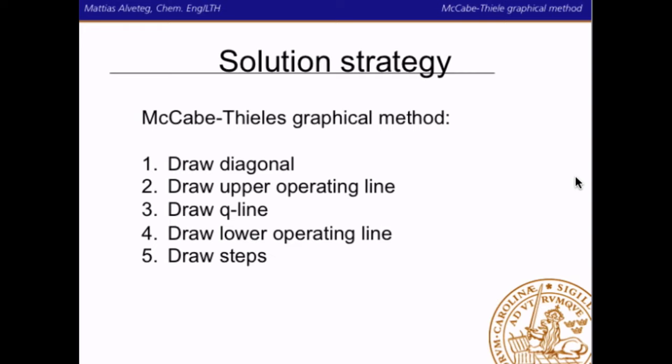The solution strategy for McCabe-Thiele's graphical method is to first draw the diagonal, if that's not already drawn. Then we draw the upper operating line, the Q line, the lower operating line, and then we draw steps, where each triangle we draw represents one equilibrium stage.